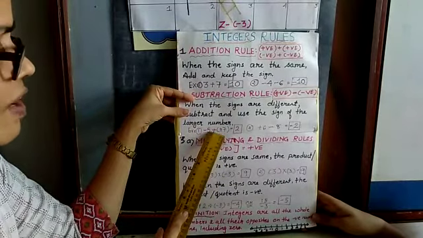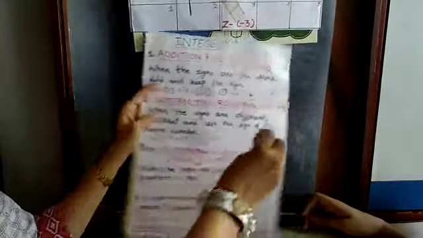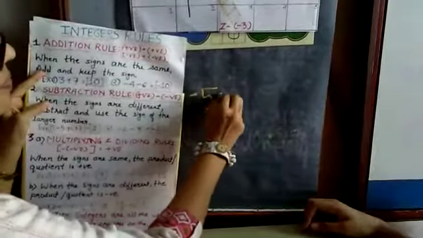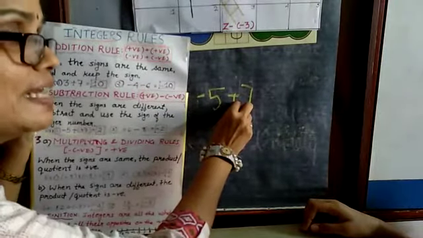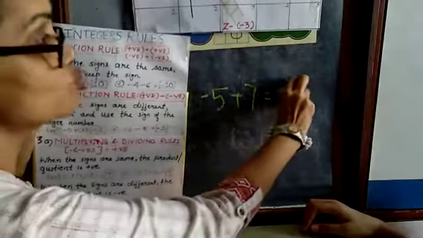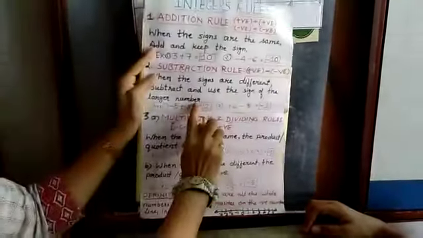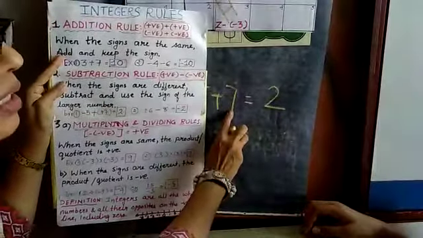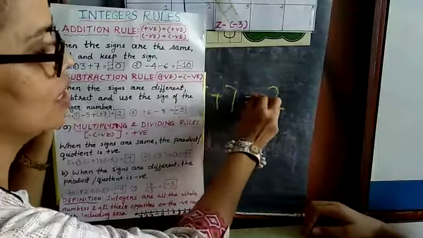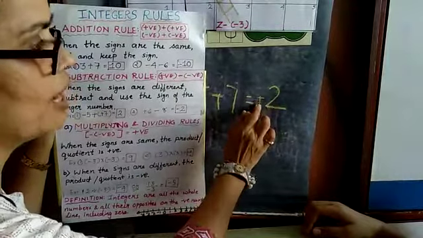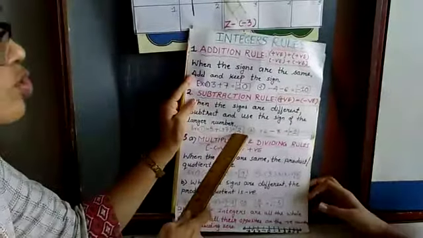So here minus 5 plus 7. Here minus and plus, you will do the operation of subtraction. That becomes 2. But use the sign of the larger number. Which is the larger number? 7. So plus 7 has a plus sign, so here also plus. If you don't put plus, that is understood, it is a positive number. So your answer is 2.